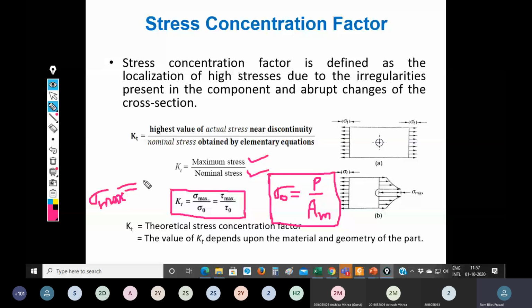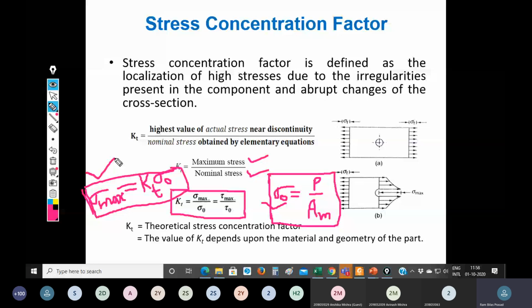K here is capital K. The stress concentration factor is denoted by Kt, and the K in Kt is capital, right? So you can find out sigma max from this equation. You first determine sigma O from load divided by minimum cross-sectional area, and then multiply it by the stress concentration factor, and then you get the maximum stress, right?